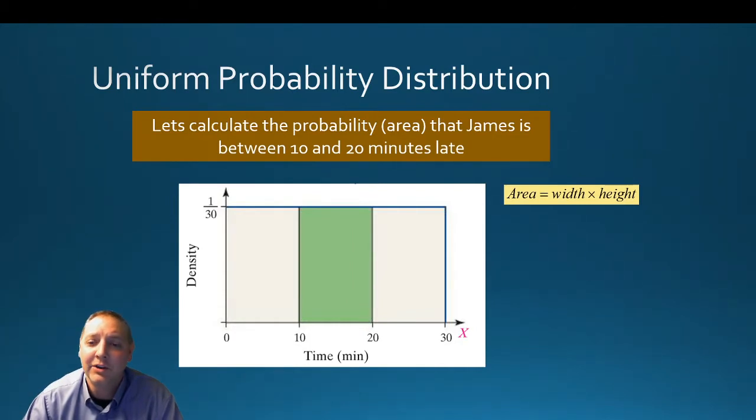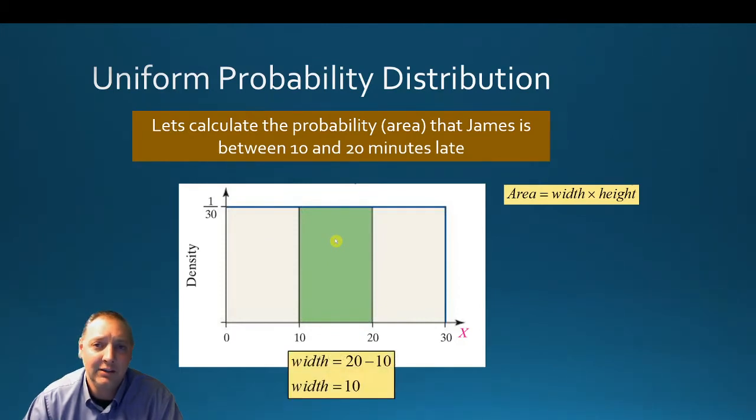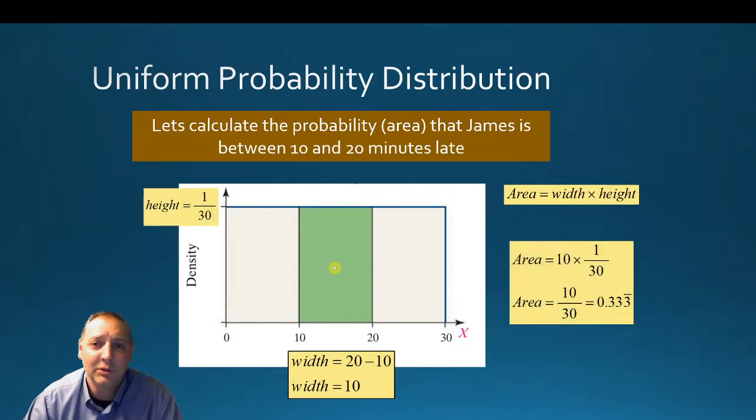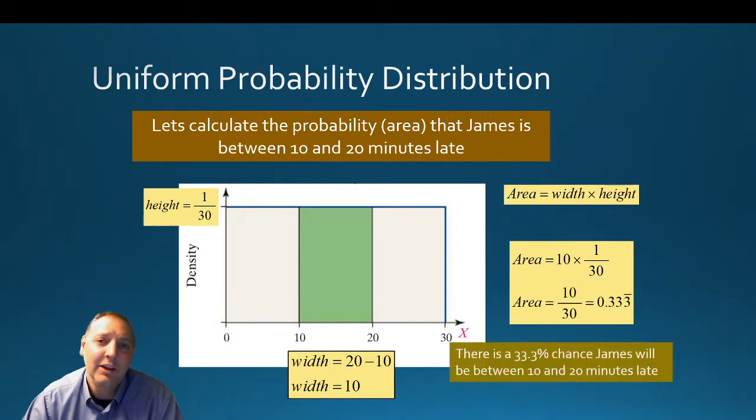So let's run through the calculations. We need to calculate the shape and the area of this green portion. So the width is 10 units. The height, we saw earlier how to determine that, is 1/30th. So to find the area, we multiply those two together. So 10 times 1/30th gives me 10 over 30, which reduces down to 1/3 or 33.3 repeating. So there's a 33.3% chance that James will be between 10 to 20 minutes late.